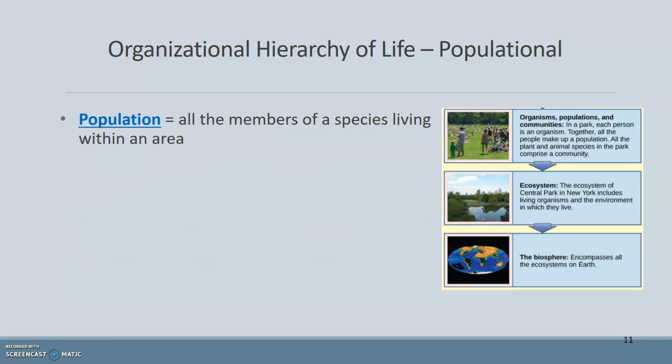And so looking out and zooming out even further into organization, we can have individuals living on their own, but we can also have living individuals or organisms interacting with each other and living together. The first level of organization at this macro level is known as a population. A population is just all the members of one particular species, humans for example, that are living within a specific area.